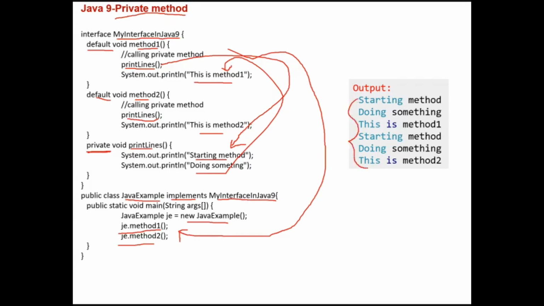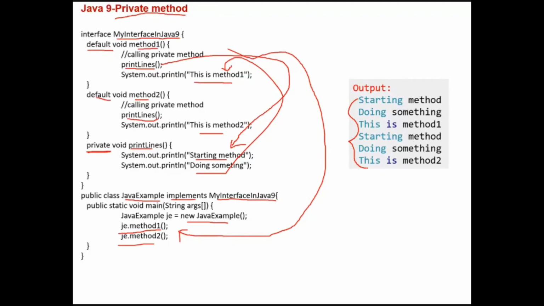So the interface can have a private method, but that private method can be accessed only within that interface. How can we access the private method? From a default method, we can call the private method. The interface can have a default method and static method. From a default method, I can call the private method.